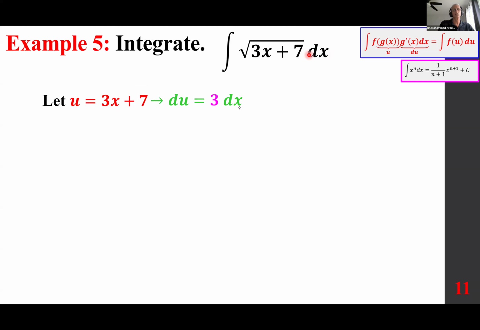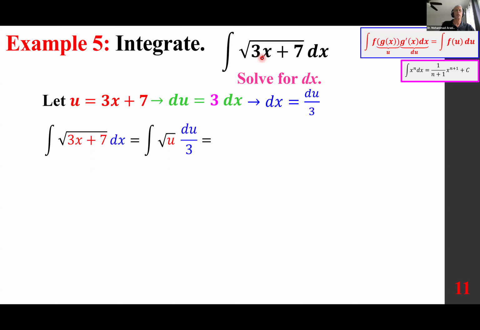But in most texts, they solve for dx. So let's solve for dx. I want to show you this method also. So to solve for dx, you divide by 3. So you rewrite this as square root of u times du over 3. And square root of u is u to the power of 1/2. And you move on from here because this now requires the power rule.